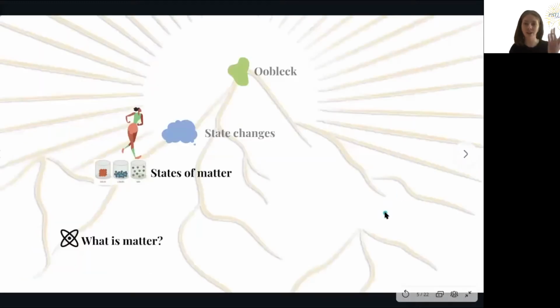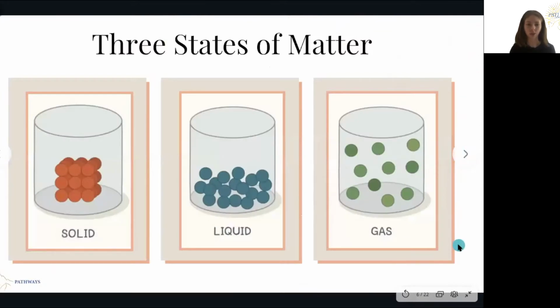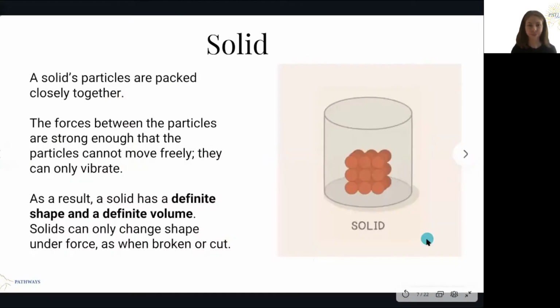Okay, so now that we talked about what matter is, let's talk a little bit more about those three different states of matter that I just mentioned. Like I said, the three different states of matter are solid, liquid, and gas. So let's first talk about solid.